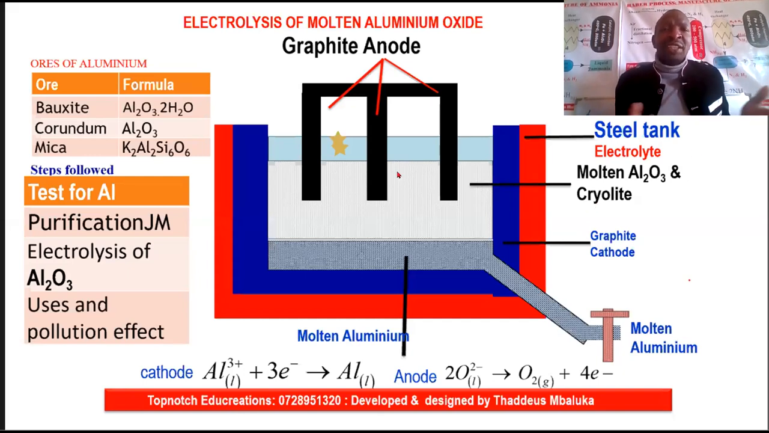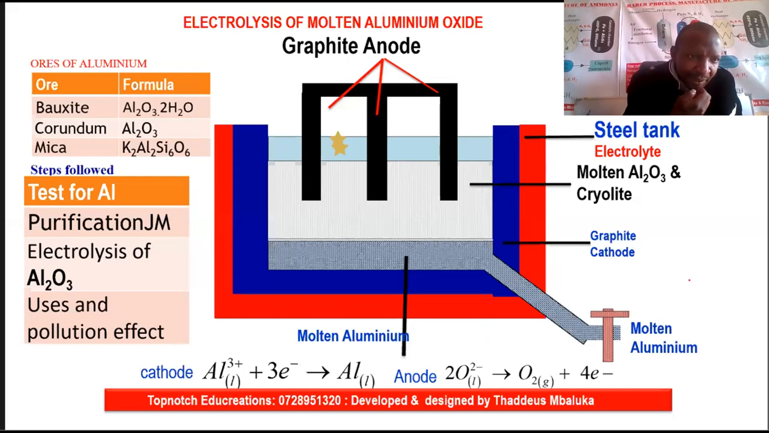Somebody has asked, the colorless gas formed at the anode is oxygen gas. That's the main equation. The formation of carbon dioxide is simply a secondary product, which is formed after some time. So the focus here is the electrolysis of aluminium oxide, not any other product. The bubbles of gas seen at the anode are oxygen gas, not carbon dioxide. So I think that one is very clear.